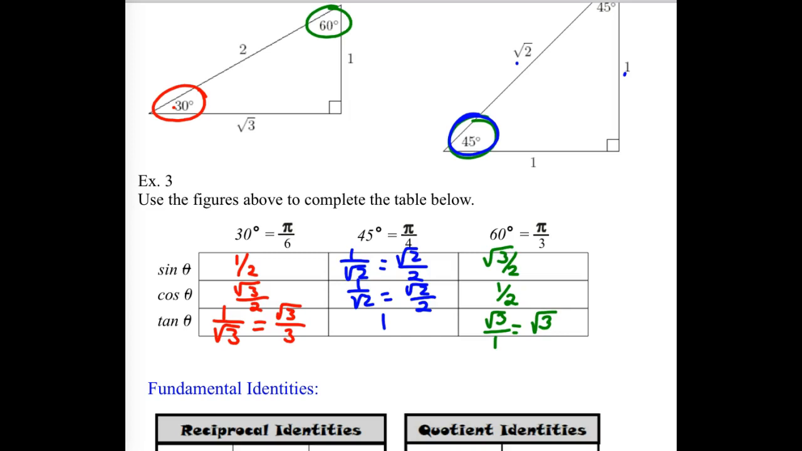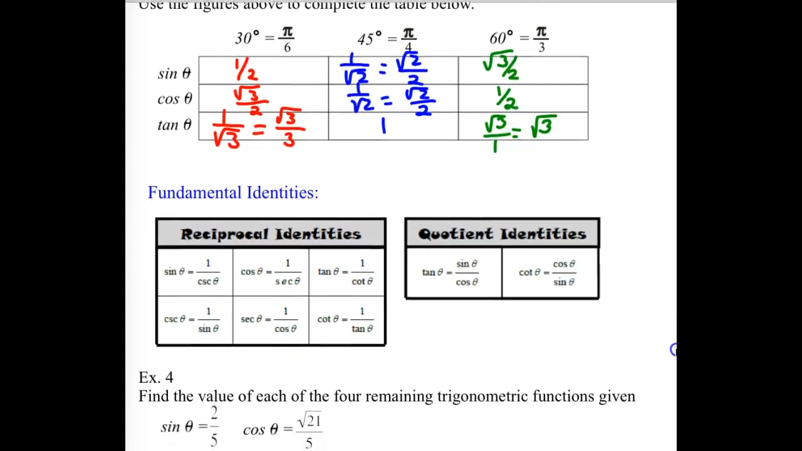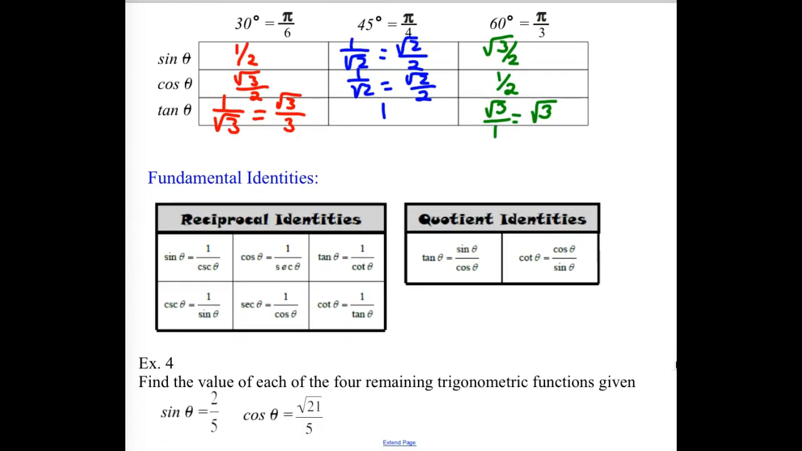All right. Those are going to show up next year on your unit circle, and we'll use them a little bit when we look at some of our graphing of trig functions in a couple days.